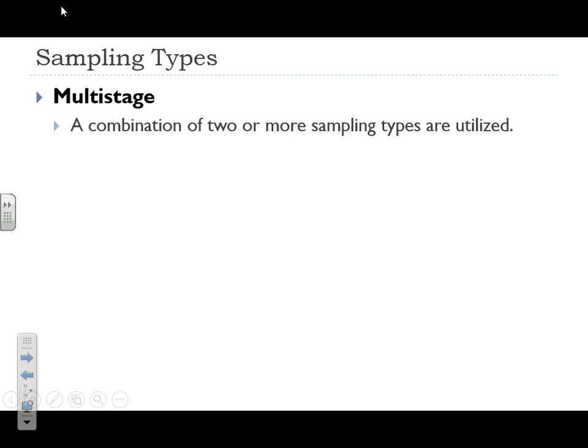That would be multi-stage. You can do stratified with systematic. So you might stratify group A, group B, group C. And then within group A, you might randomly select every 10th person, in group B every 15th person, and in group C every 11th person or whatever. So that would be a stratified sample with systematic combined. That's what we talk about when we talk multi-stage.